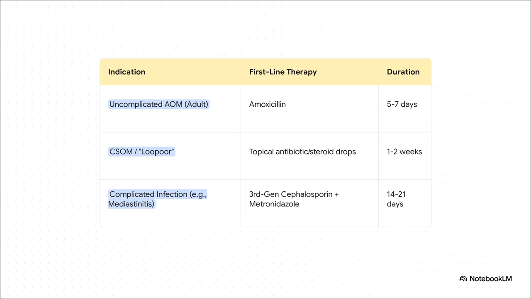We use topical antibiotic drops to get super high concentrations right where the infection is. But when things get really serious, like the infection spreads deep into the neck, we have to bring out the big guns. Aggressive IV therapy, often for 2 to 3 weeks, combining drugs to cover everything.